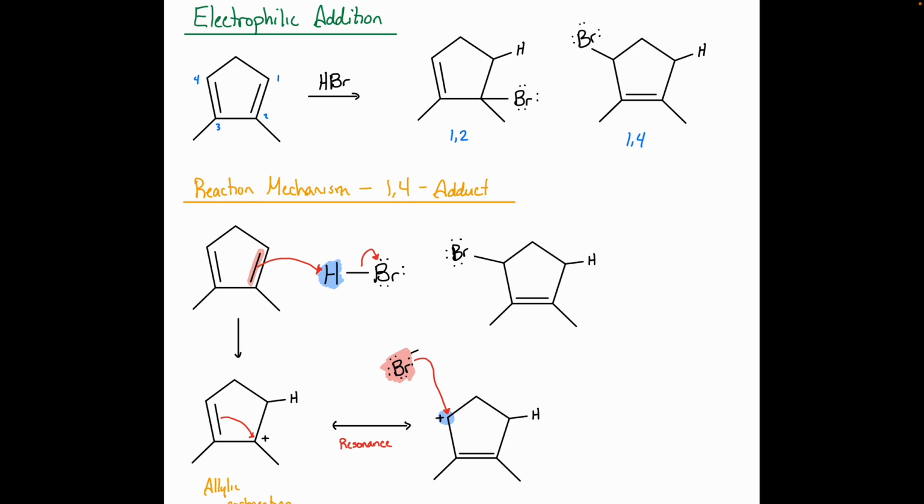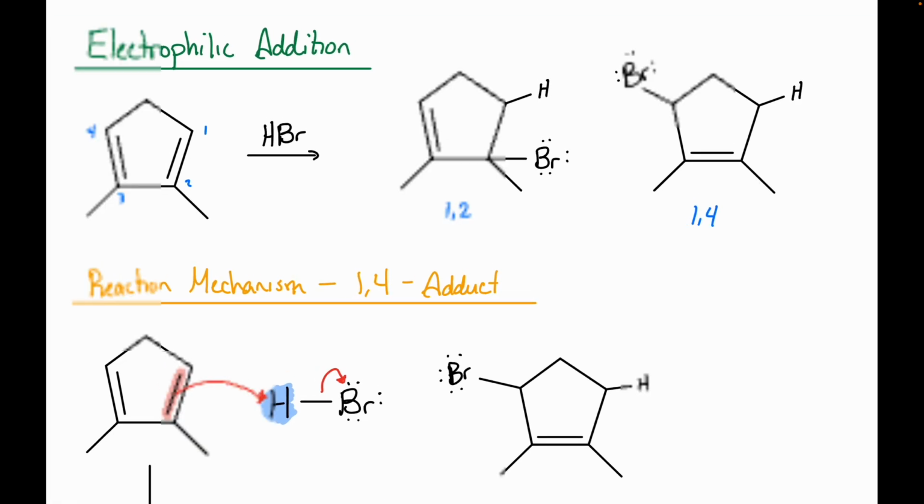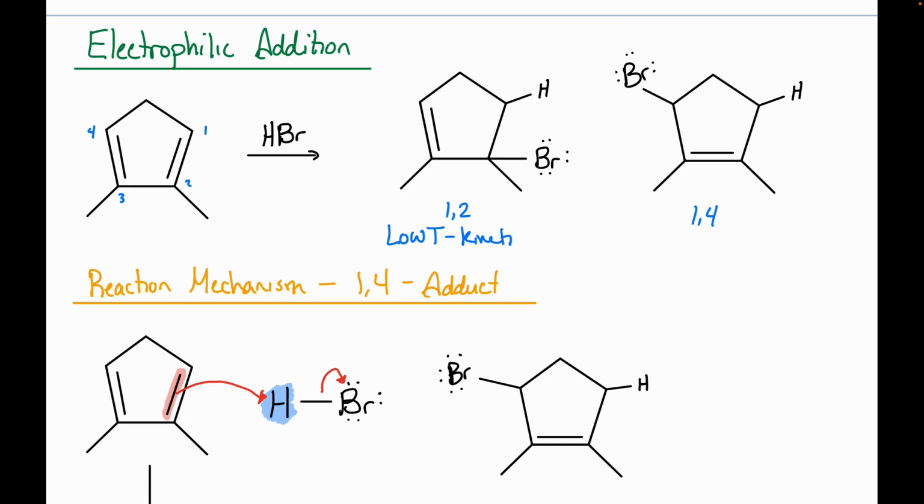Okay. And so then lastly, we can ask, let's say that we carried out this reaction at low temperatures. What would be our major product here, the 1,2 or the 1,4? 1,2, what we would call our kinetic product. All right, and then what about our thermodynamic product?